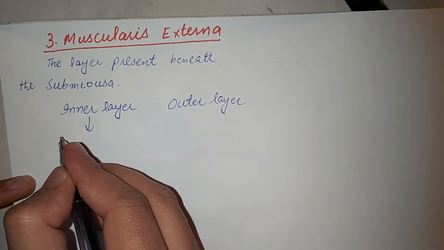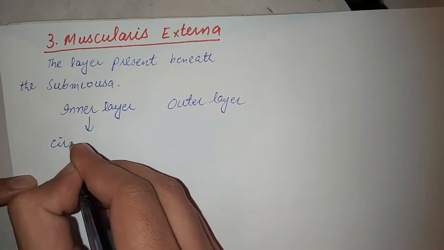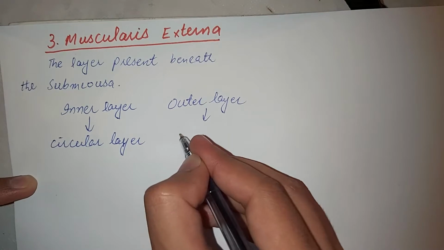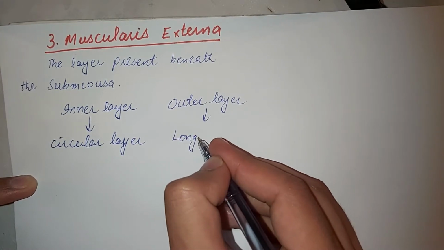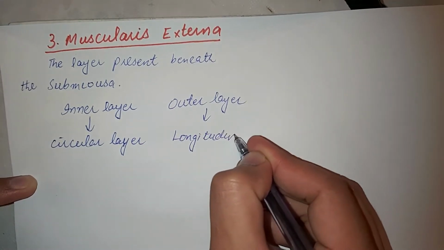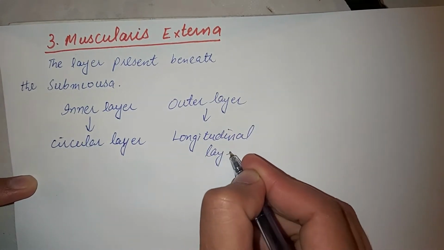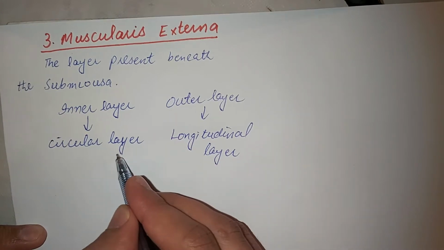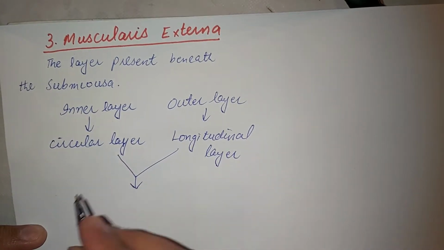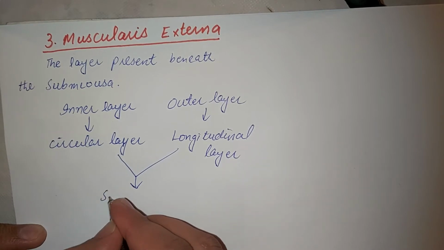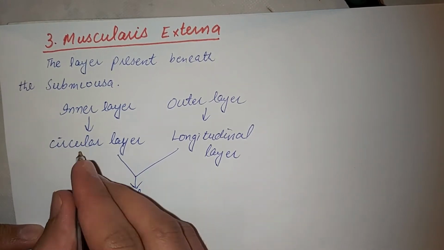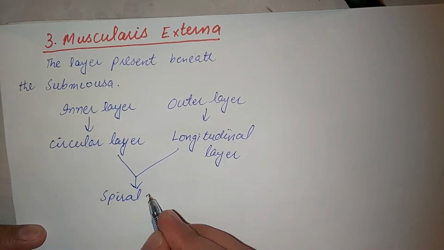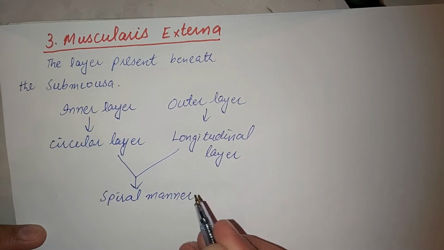The inner layer is the circular layer and the outer layer is the longitudinal layer. These both layers, circular layer and longitudinal layer, are arranged in a spiral manner, like a spring.